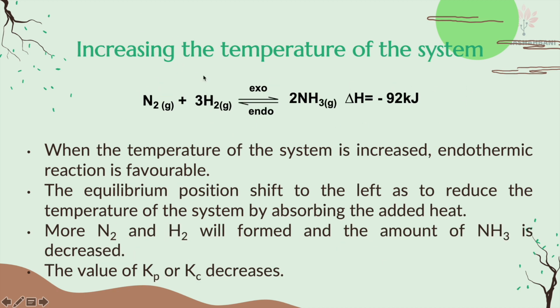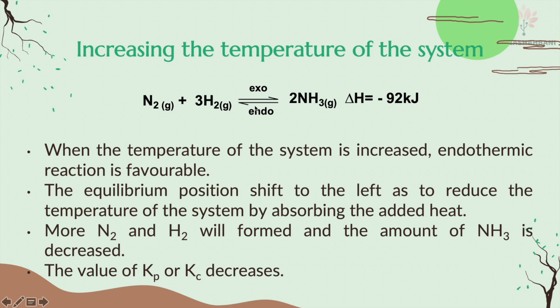Next, for this chemical reaction, delta H is negative. Delta H negative means the arrow on top must be exo. Now, the disturbance is you increase the temperature. When you increase the temperature, endothermic reaction is favorable. Endothermic reaction absorbs the heat. So when the temperature is increased, equilibrium is achieved by absorbing heat, so endothermic reaction is favorable.